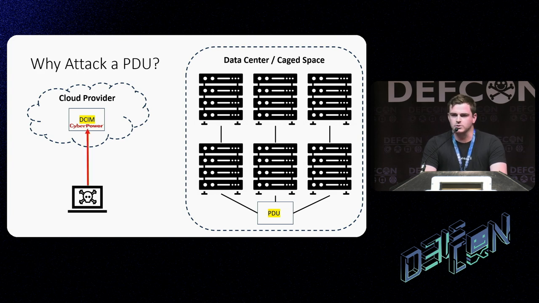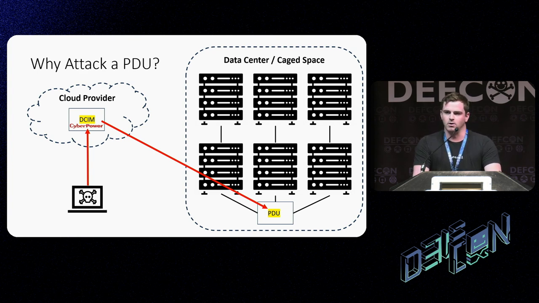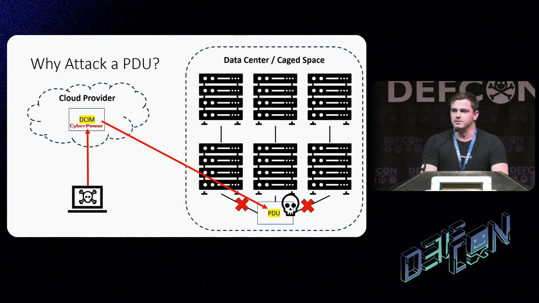Well, if we're able to access it directly and start executing attacks against it, as we now are able to, having compromised the DCIM, we can do all sorts of things. We can, for example, cut power to core business resources. Or if we're able to fully pwn the device, we can establish persistence within that data center network and attempt to compromise other core services inside of that data center.